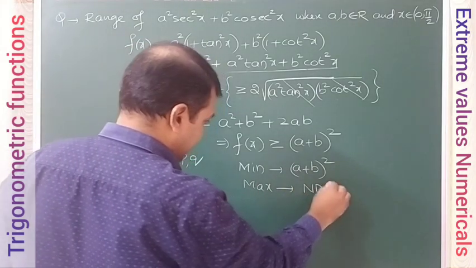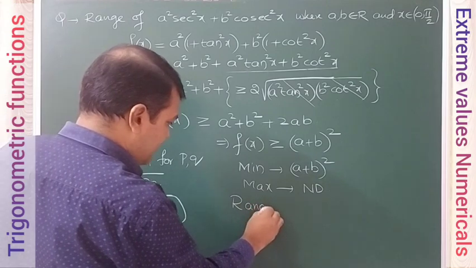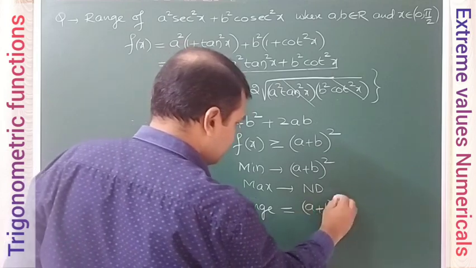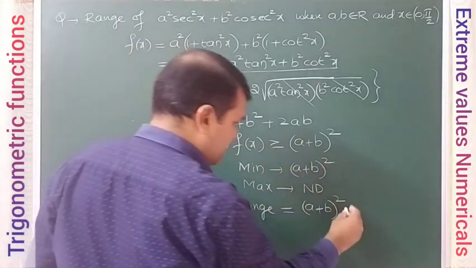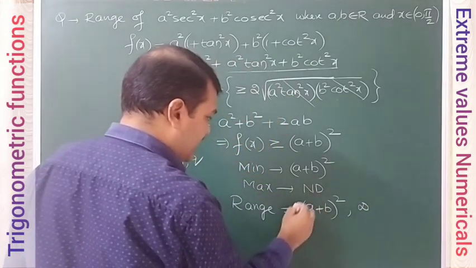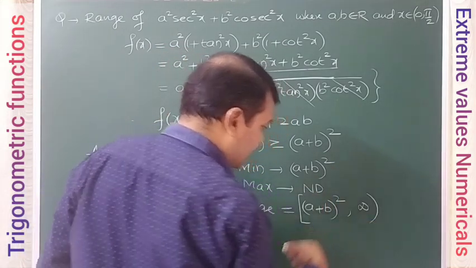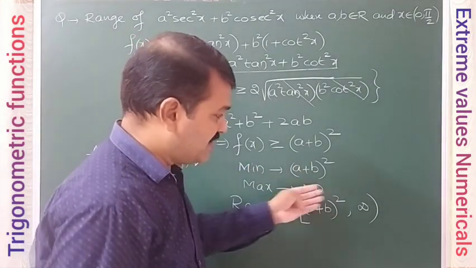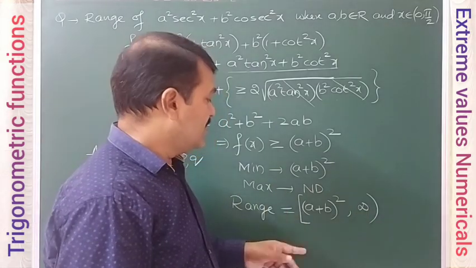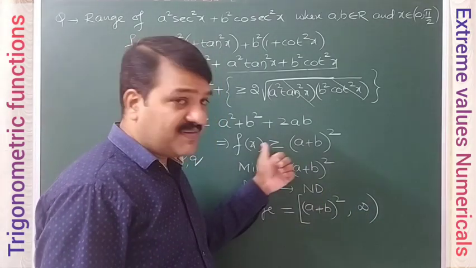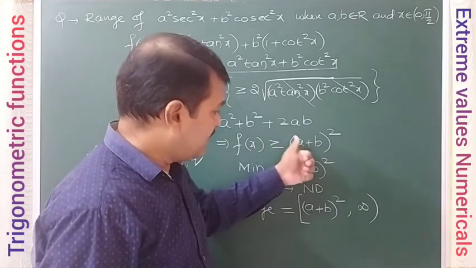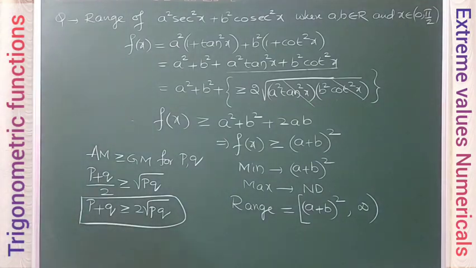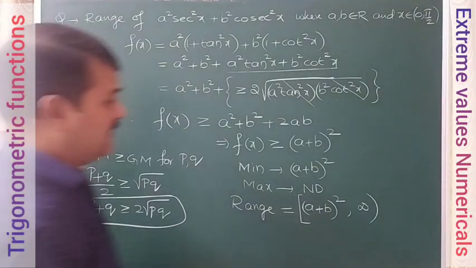That means not defined. And hence we will write the range as: minimum is a plus b whole square, comma infinity, left closed, right open. Range means an interval you should write. Minimum we know, maximum we don't know. Therefore minimum comma maximum. So the minimum a plus b whole square we got for the function clearly here. So a plus b whole square is included, to infinity. For infinity we will always keep open brackets.